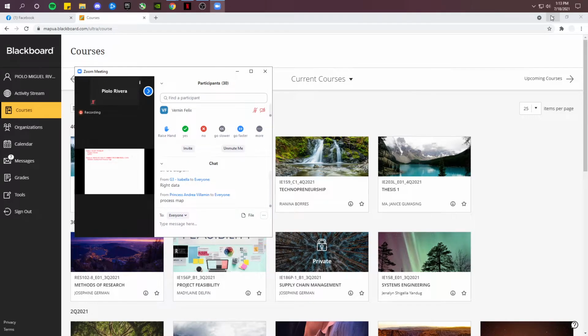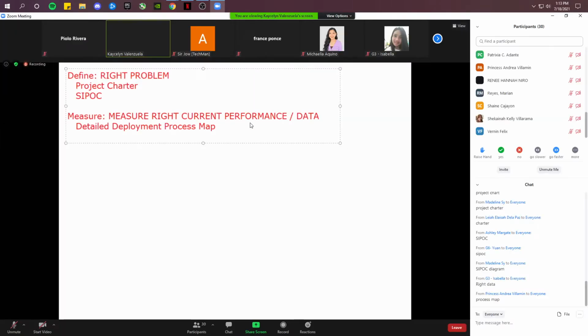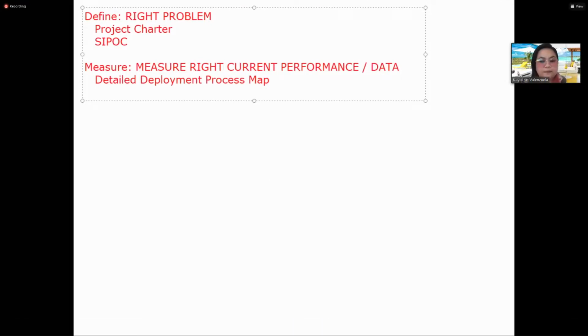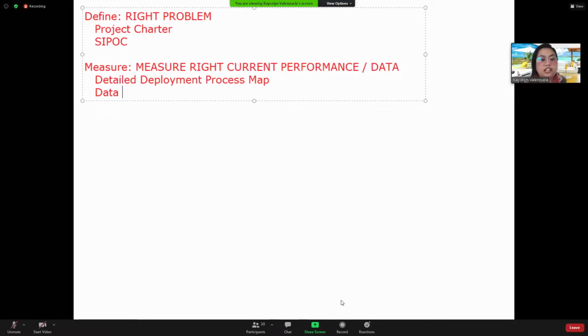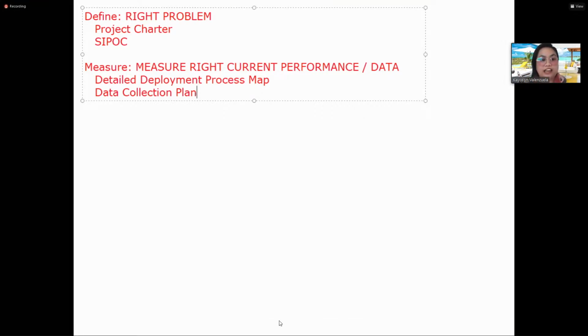Okay, ito yung process ko. This is the sequence of my process. The next thing to do is to identify sa process na yon, what data should I need, di ba? To gather, to analyze, para makapag-come up ako in the end sa potential improvement and to see the current performance.